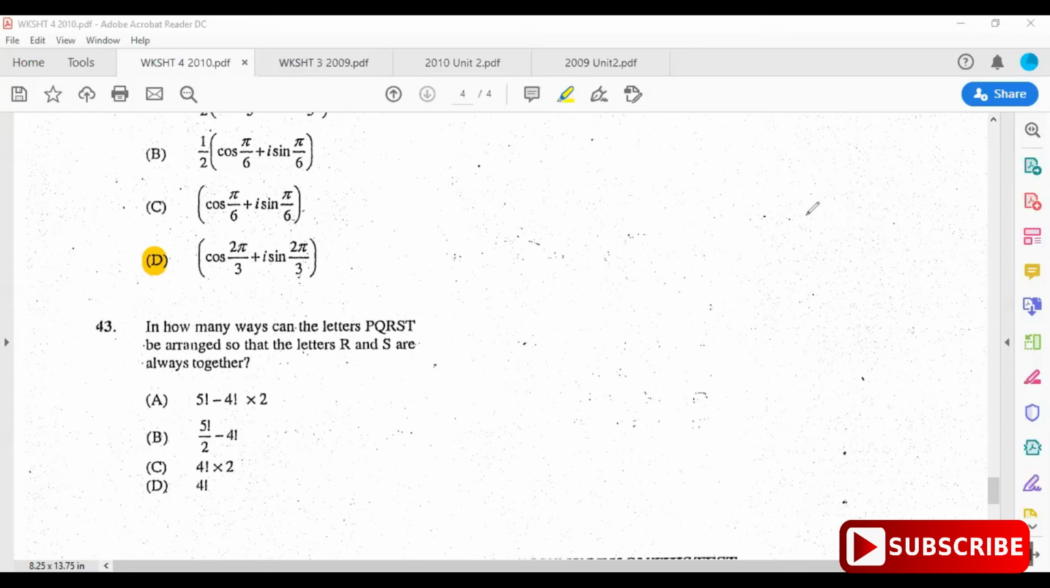So we have P, Q, R, S, and they want them to be together. So P and Q, they love each other. A restriction, sir. Yes, there's a restriction. So we're going to think of P and Q as one, but they're always together, and so there are 4 factorial ways, times 2, because P can sit right here and Q here, or Q can sit right here, then P. We just want to know them together. So it's 4 factorial times 2.